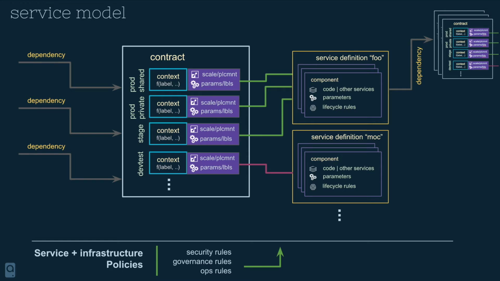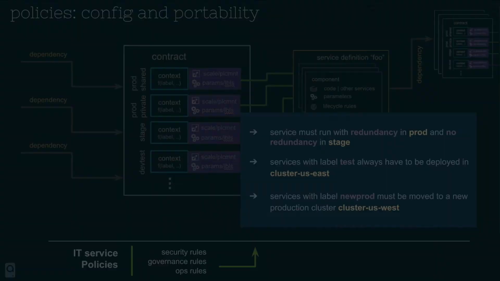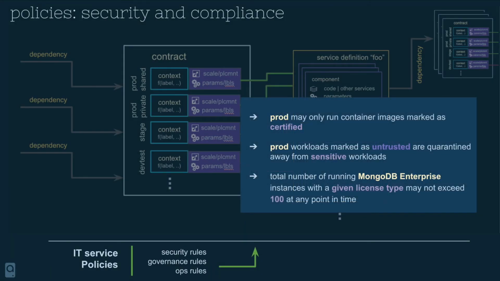Aptomi can be controlled from an IT perspective from service and infrastructure policies and IT service policies. For example, you may dictate a particular service may run with redundancy in production, but no redundancy in the staging environment. You might also confine certain labels to a particular cluster, such as a service labeled test must only run in the US East cluster. You could also use a label to move the service to a new cluster.